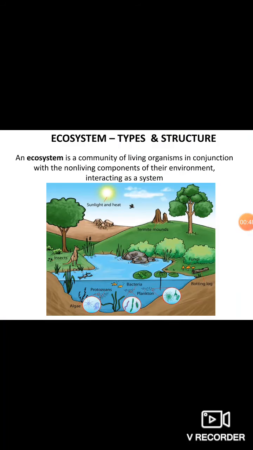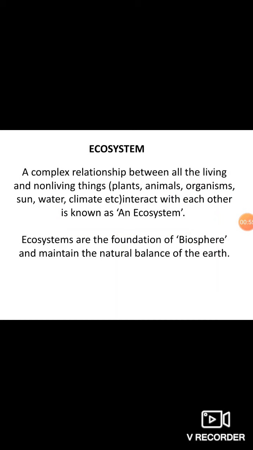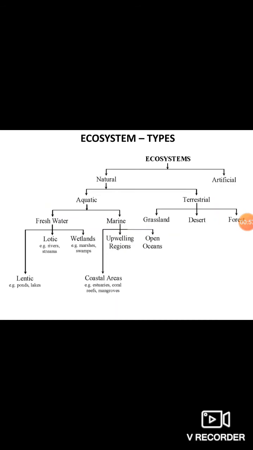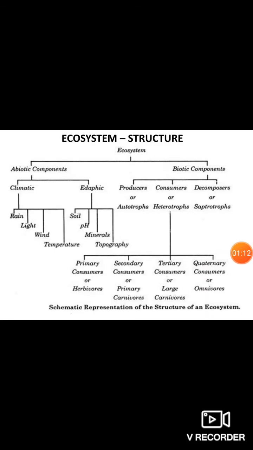We have seen about the ecosystem, the definition of the ecosystem, types and structure of the ecosystem, and we have seen about the types in the form of a flow chart, the different types of the ecosystems and the different subcomponents that are there in the ecosystem. We have seen in the last classes, and then we have seen about the structure of the ecosystem, which is having the abiotic components and the biotic components.